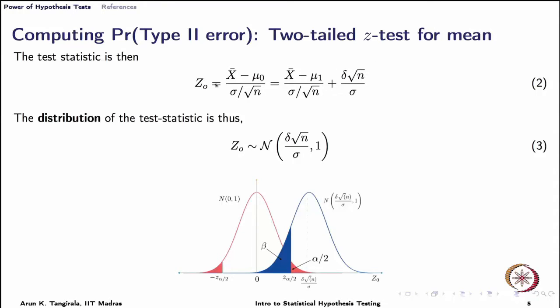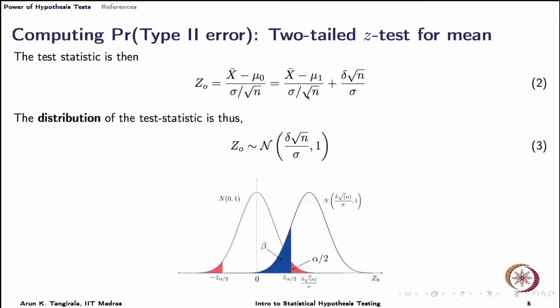In other words, Z observed can be thought of as a sum of two variables. The first variable is a random variable. Delta root n by sigma is not a random variable, it is simply a constant. We do not know that, because delta is usually unknown. We assume sigma is known here in this one sample Z test, two tail. Therefore, the first one is a random variable, the second one is a constant, and the second one essentially causes a mean shift in Z observed.